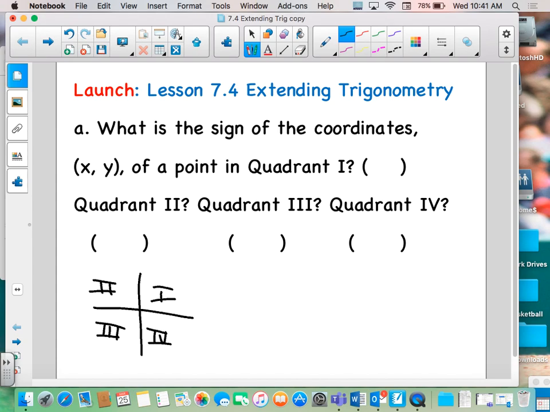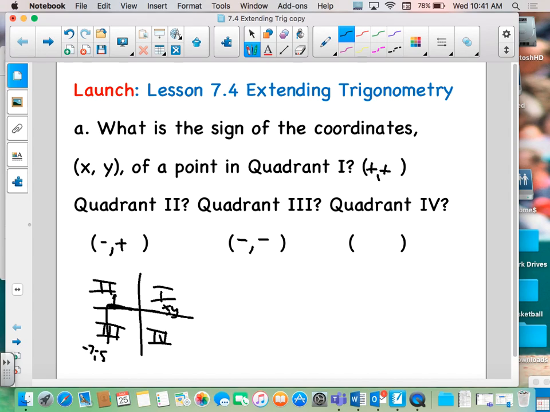Old school, we use Roman numerals. Remember Roman numerals? We go counterclockwise, so we start here in the first quadrant, x and y, everybody is positive. When we get to the second quadrant, we go left and then up. So left is negative, up is positive. When we get to quadrant 3, it's left and down. So everybody's negative. For example, the point -7, -5 is in that quadrant.